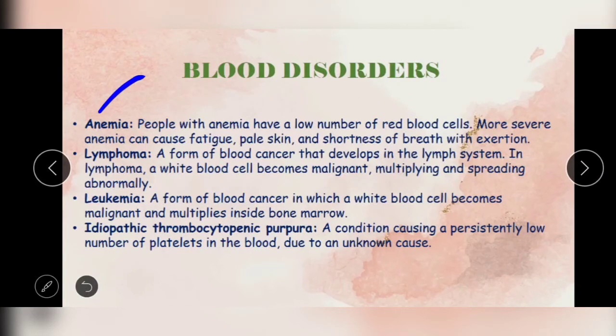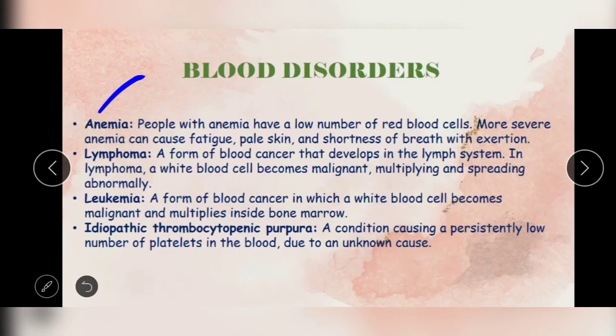Next, lymphoma is related to the white blood cells. This is a form of blood cancer that develops in the lymph system. In lymphoma, a white blood cell becomes malignant, multiplies and spreads abnormally. It spreads a lot. Next, leukemia is also a form of blood cancer in which blood cells become malignant and multiply inside the bone marrow. Here it is occurring inside the bone marrow. So leukemia is also related to white blood cells.